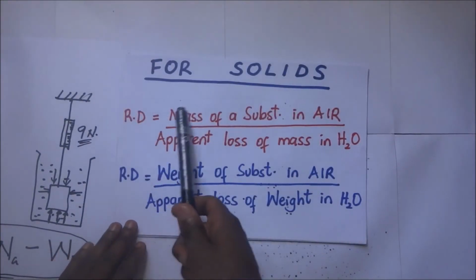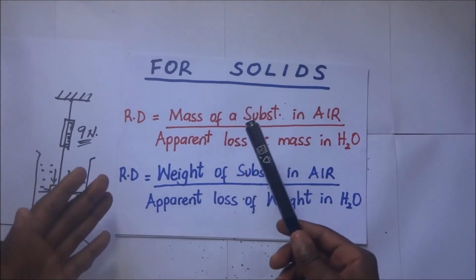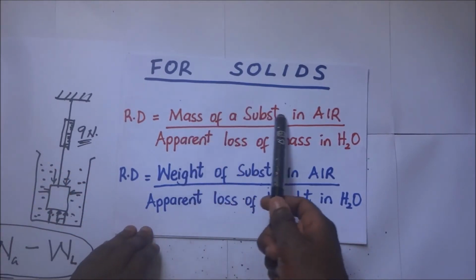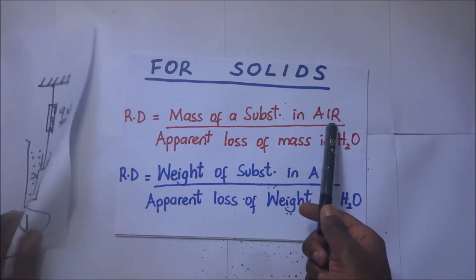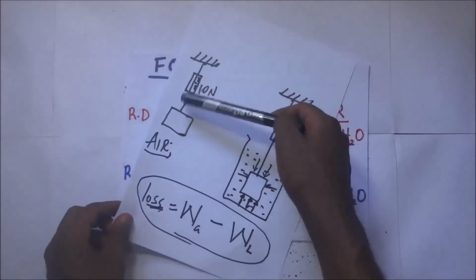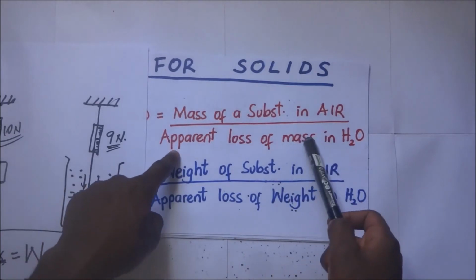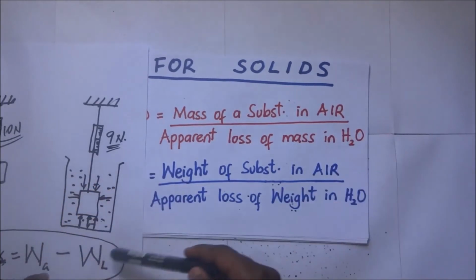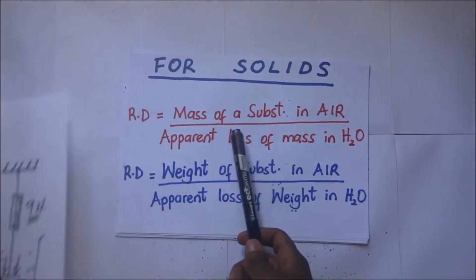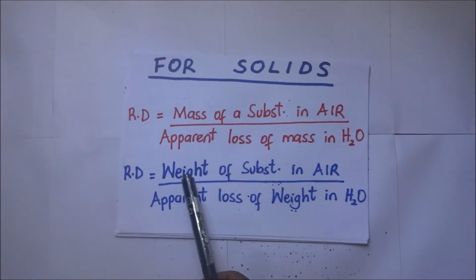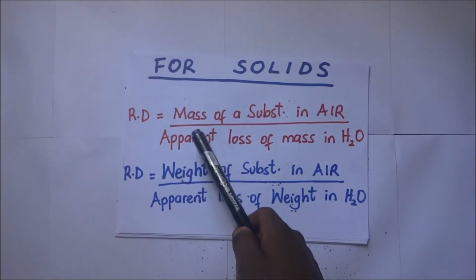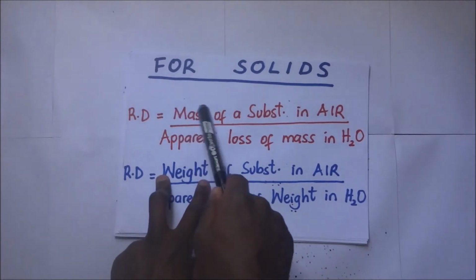The relative density for solids, we can get it first by determining the mass of the substance in air, which is what we are doing here, dividing that by the apparent loss of the mass when the thing is in water. And that's how we can get it. Since mass and weight are directly proportional, it's the same story here. We can look at it as mass or weight.